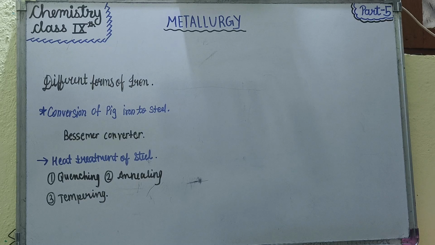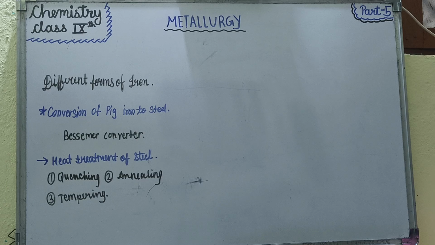The process of quenching: the steel article is heated to redness and then immediately plunged into cold water. Annealing process: steel is heated to a temperature well below red hot and then cooled slowly. Tempering is the process in which the quenched steel is reheated to a temperature of about 550 Kelvin and kept at that temperature for some time and then cooled slowly.